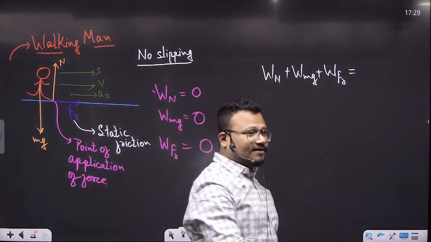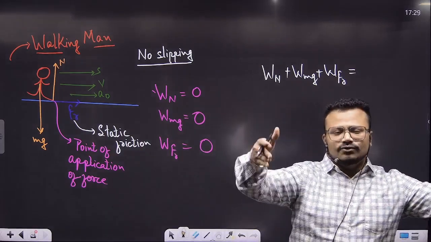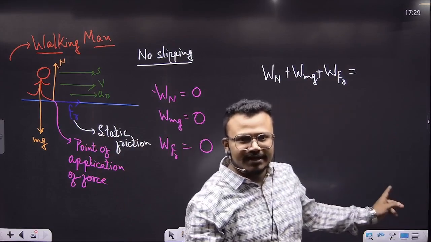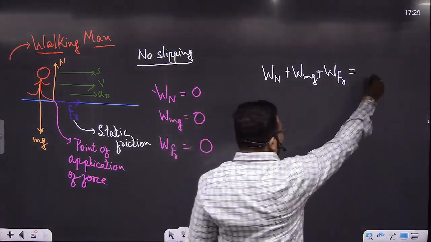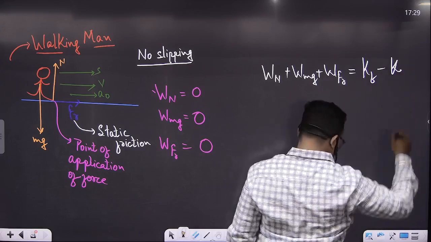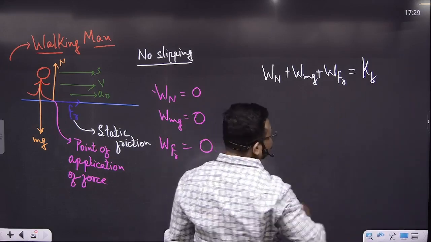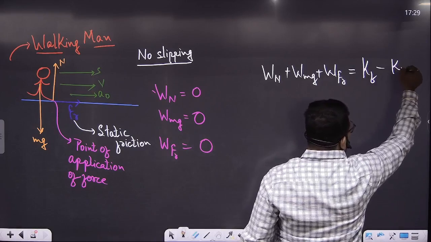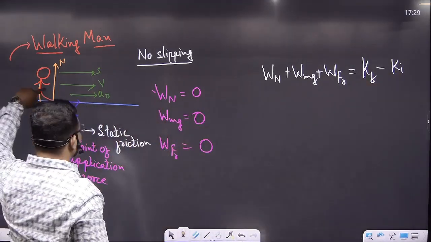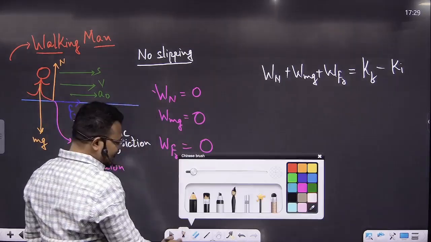Now we studied from the work energy theorem that net work done will be equal to change in kinetic energy. So K final minus K initial will be the net work done. One more work is there, muscular work. We can say it as a muscular work.